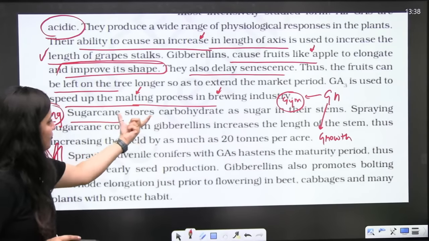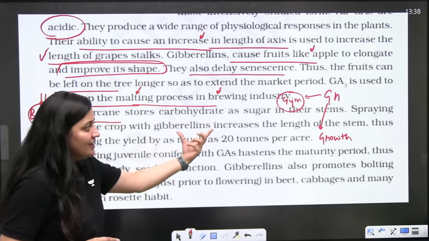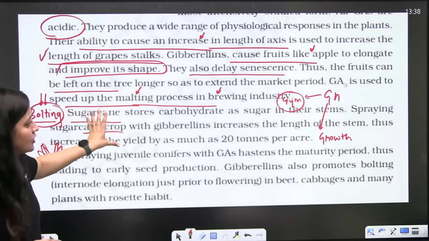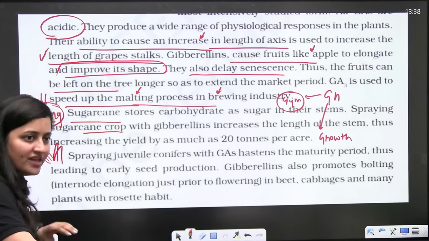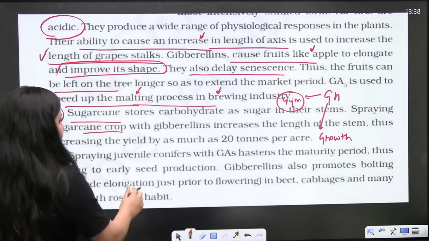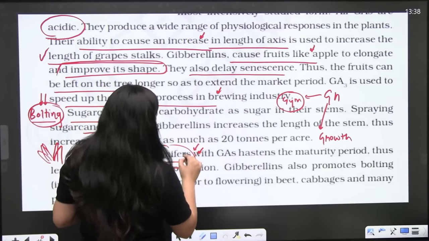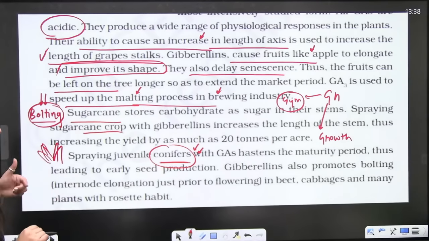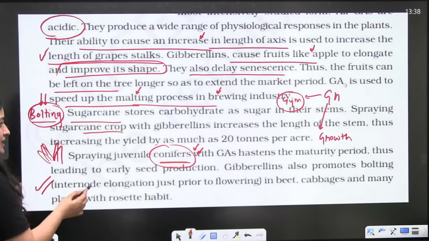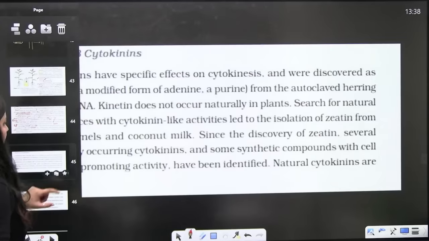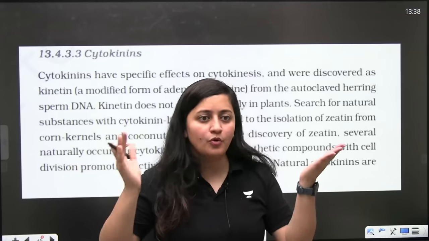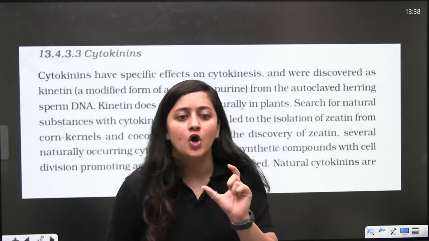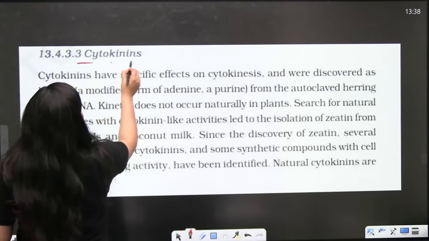So here you can see the example for that: sugarcane stores carbohydrate in its stems. So whenever we spray gibberellin on the sugarcane crop, the length increases. Length increases means more sugar content. Okay, the yield will be more. Done, bachche? So even it hastens, means speeds up, the juvenile conifers. Okay, the maturity period will be shortened. Seed production will be early. Done. And about the bolting, I told you already. That's all. Done, bachche. So, gibberellin is the antagonist of ABA. Gibberellin and ABA, they both have opposite functions. Right, bachche? So, cytokinin, it is related to the cell division.